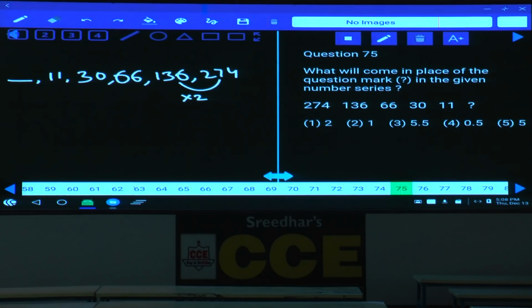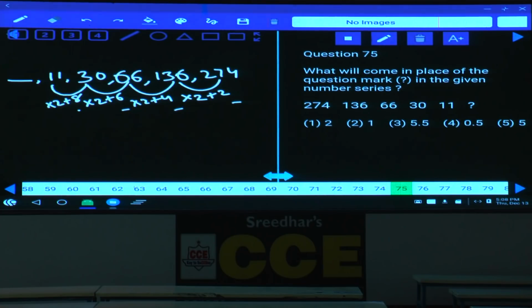136 into 2 is 272 plus 2 is 274, and 66 and 136. 66 into 2 is how much? 132. 132 plus how much? 132 plus 4 is 136. Now 30 and 66, 30 into 2 plus 6, isn't it? Now 11 and 30, 11 into 2 plus 8. Each of these numbers is multiplied with 2, and how much is added here? 2, 4, 6, 8 is added.